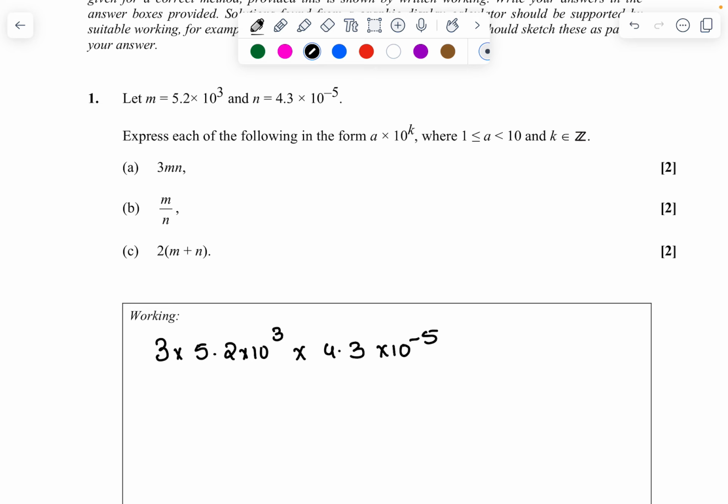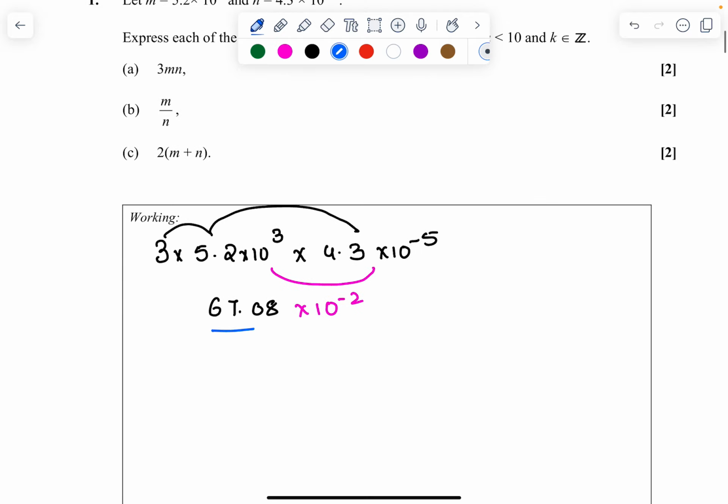3 times 5.2 times 4.3 gives me 67.08. When I multiply these three, then 10 power 3 times 10 power negative 5 is 10 power negative 2. But this 67 should be in the standard form. So what do I write it as? 6.708 times 10 power 1 times 10 power negative 2. So it becomes 6.708 times 10 power negative 1. That is the answer for part A.